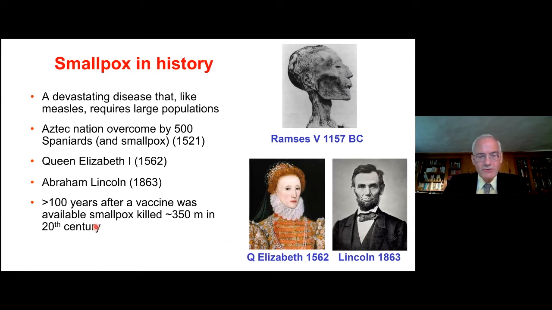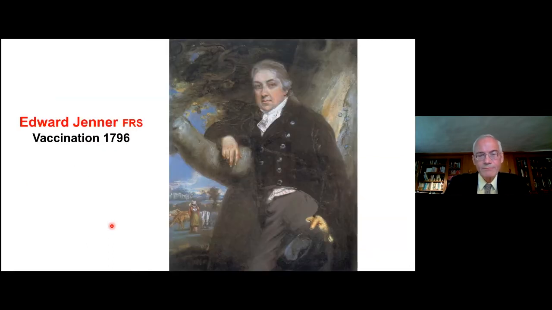Well, in the 20th century alone, this terrible disease killed an estimated 350 million people. And this occurred more than 100 years after an effective vaccine was available to prevent it. Well, how was smallpox contained?